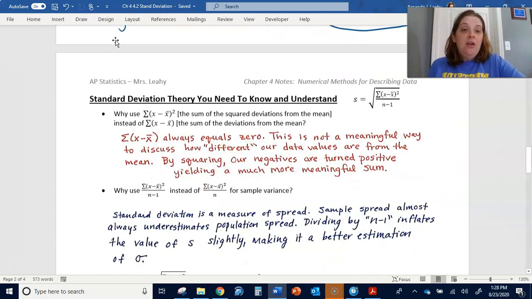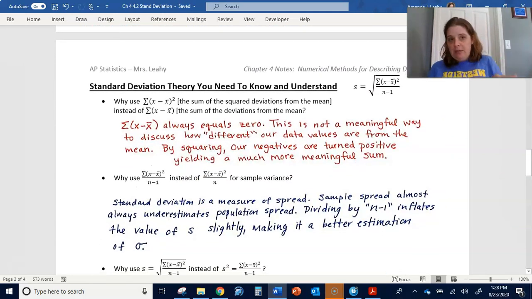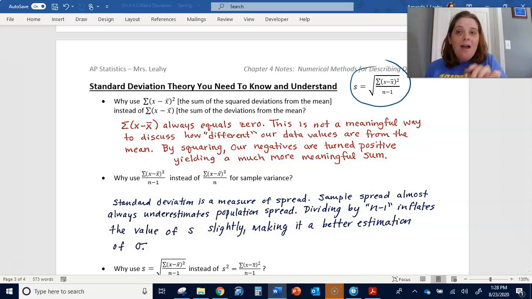Okay, so here's the theory behind this that you do need to understand. Why do we square the differences? Here's my standard deviation formula up here. Why is that numerator squared and then square rooted? What's the whole point of squaring the differences and then square rooting those?